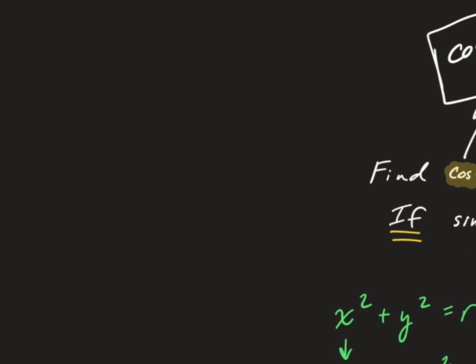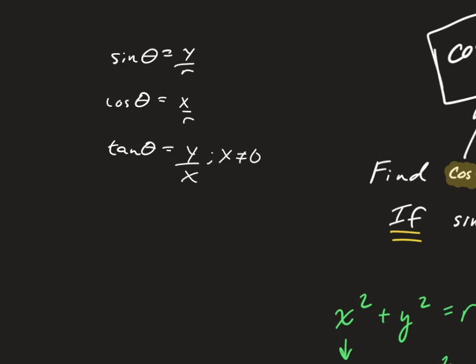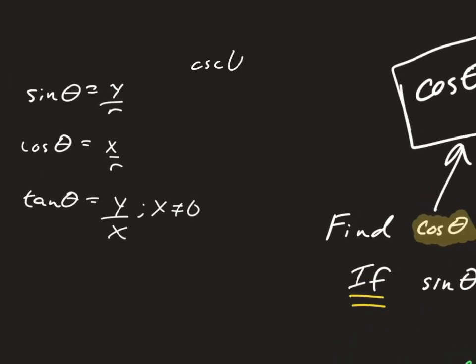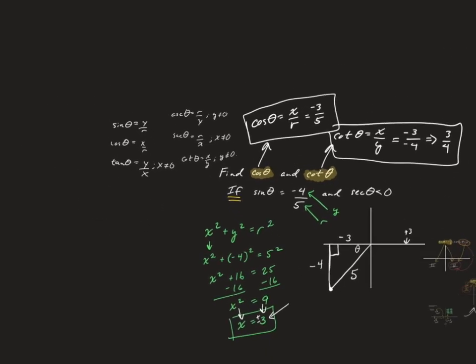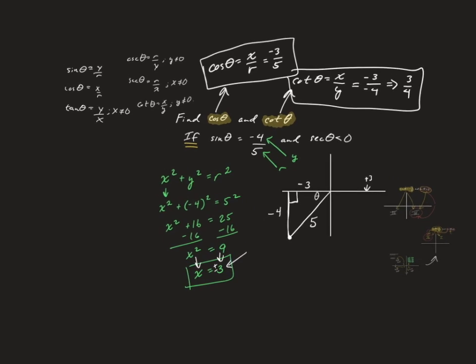I have that in another video, but I will write them down one last time. We have sine theta, cosine theta, tangent theta: y over r, x over r, y over x. Do not divide by 0. We have cosecant, that's r over y. Don't divide by 0. We have secant, that's r over x. Don't divide by 0. And then we have cotangent, x over y. Do not divide by 0. And that's everything. That's how you determine quadrants based on your signs of your trig ratios.